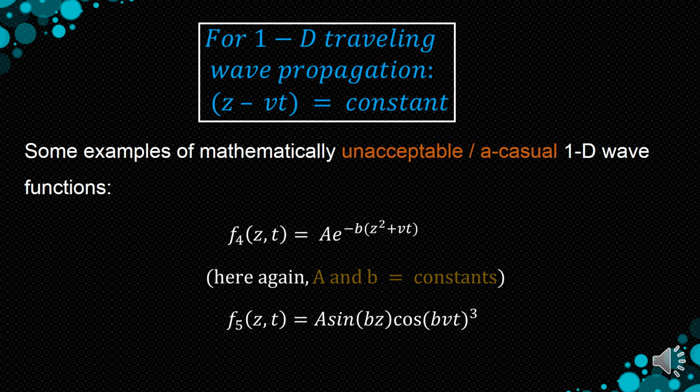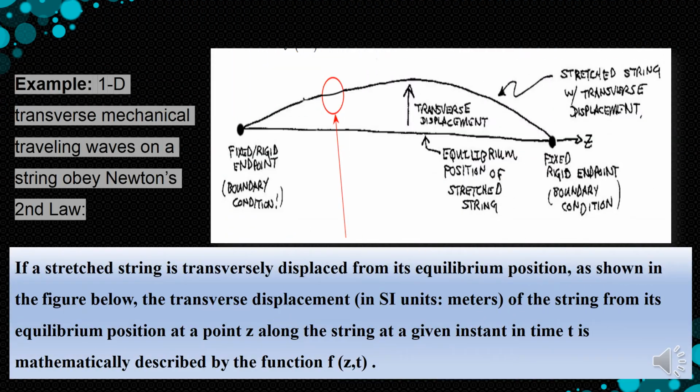So here are some examples of mathematically unacceptable one-dimensional wave functions. These mathematical wave functions show arbitrary wave propagation. Now we will derive the one-dimensional wave equation by an example of transverse mechanical traveling waves on a string, which obeys Newton's second law.